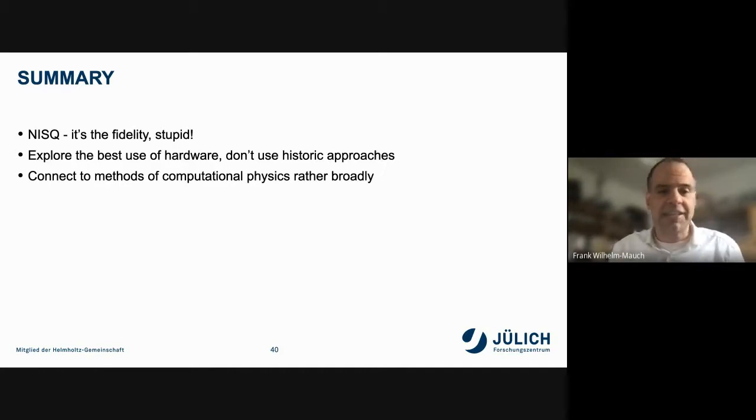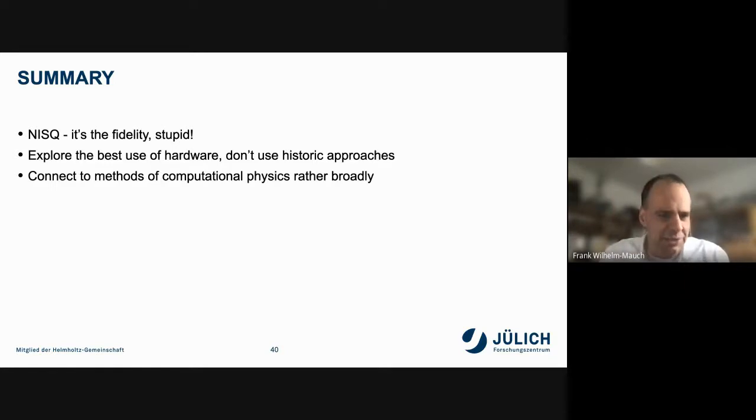I think we should explore the best use of hardware by having some understanding of the hardware we are using, and let's not get stuck on approaches that are historic or on approaches that will work only in the far future.